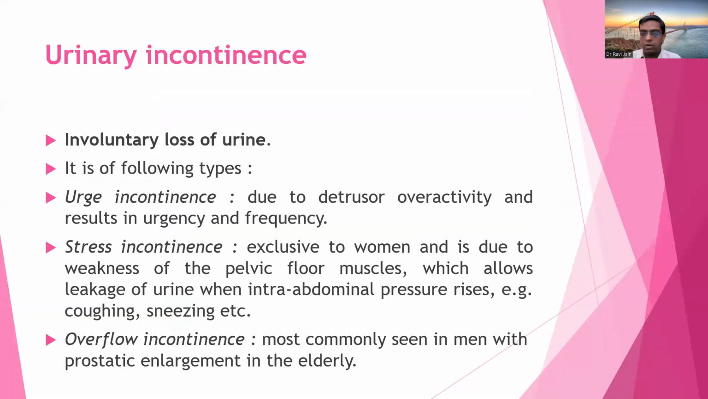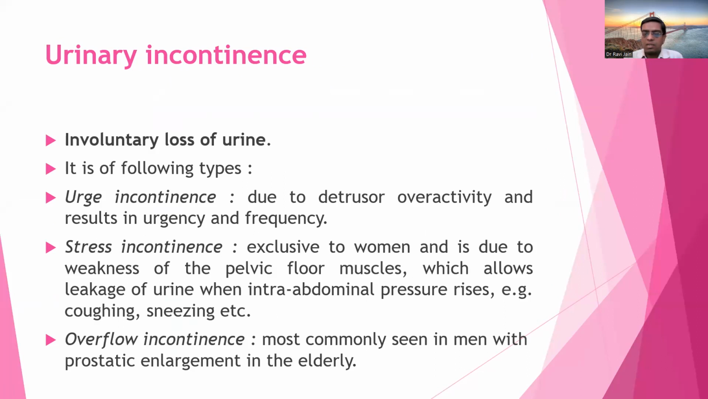Let us start with urinary incontinence. What is urinary incontinence? Urinary incontinence is the involuntary loss of urine. Urinary incontinence is of the following types: urge incontinence, stress incontinence, and overflow incontinence. So what is urge incontinence? Urge incontinence occurs due to detrusor overactivity and results in urgency and frequency of urine.